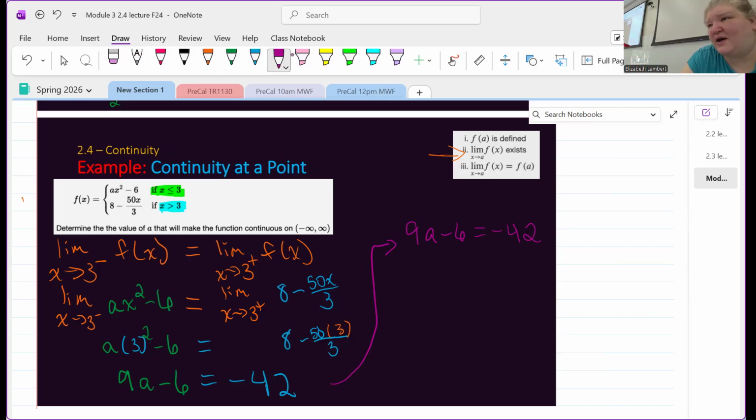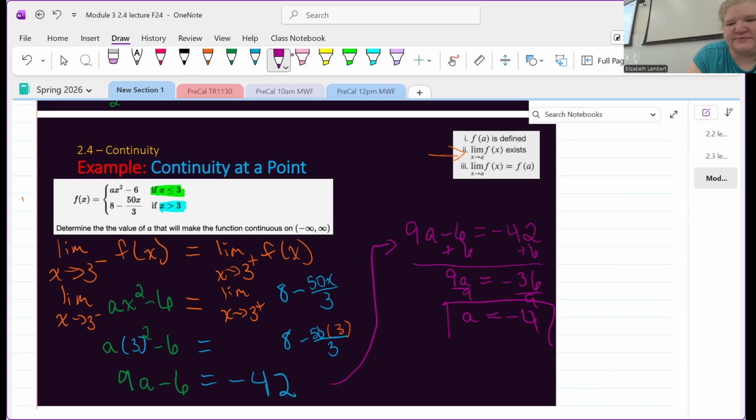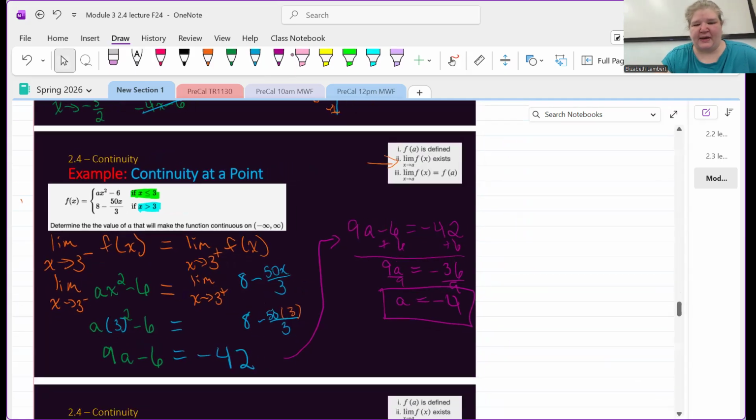Can we figure out what a is now? Yep, this is an equation we can solve. So I add the 6, that'll be negative 36 on this side. And then divide by the 9. So my a value is negative 4. So when I make a negative 4, that's going to force these two graphs to meet up at the same point. So that's the value of a that will make the function continuous. Any other a value and there'd be a little jump, or a big jump if I made it really big.